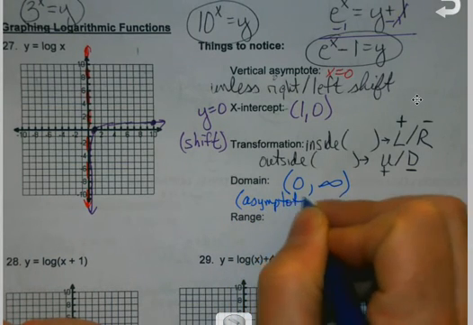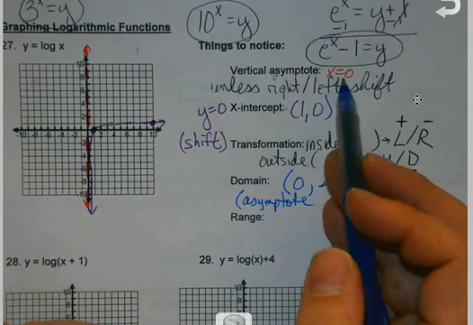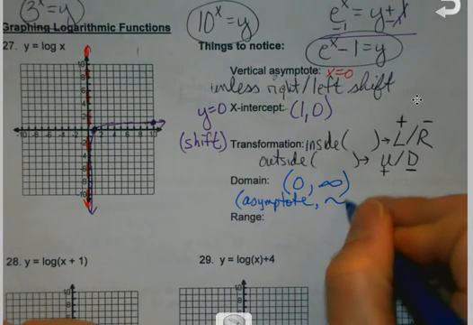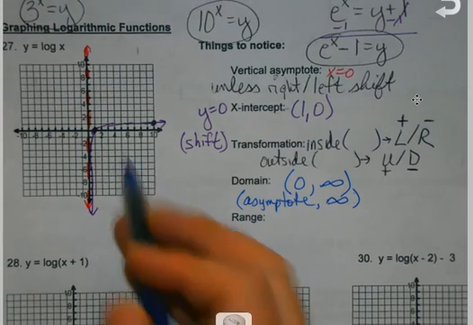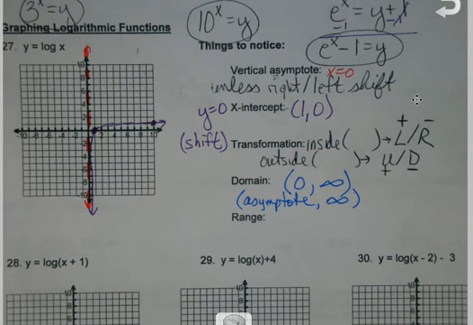Wherever my asymptote is, in this case it was at 0, that's going to be where my domain starts. So if I'd moved left 2, my asymptote would start at -2. If I had right 3, and my asymptote was over here at 3, that's where my domain starts. So it's kind of a general rule that I can use to make sure that I get that value right.